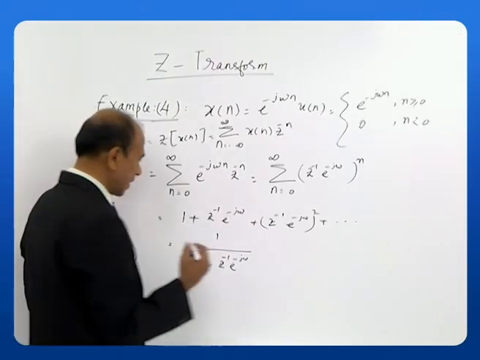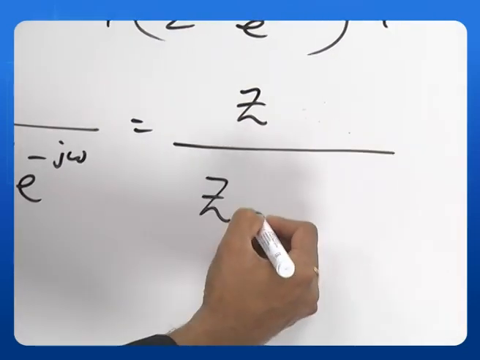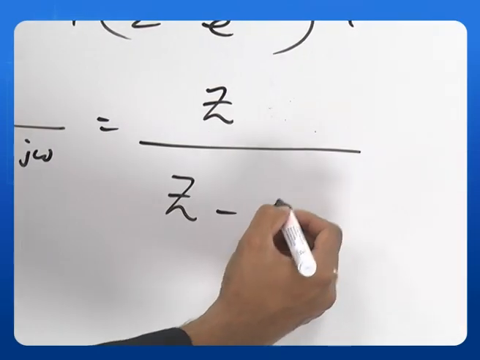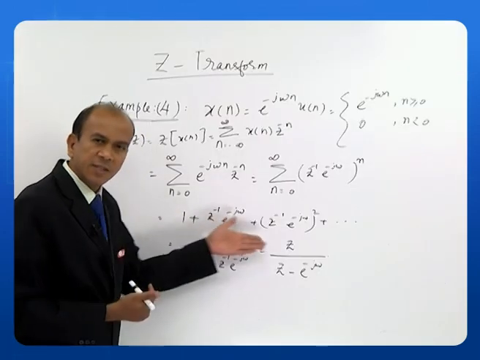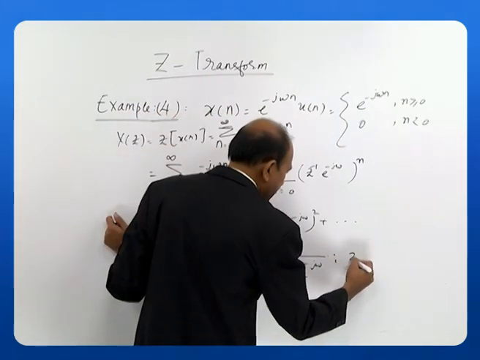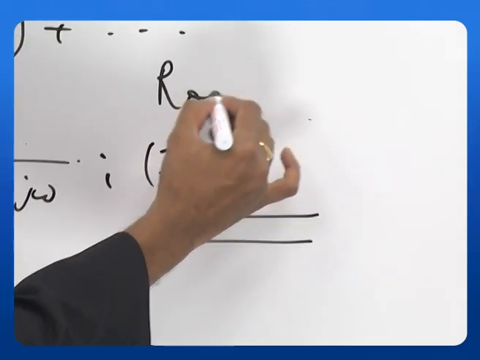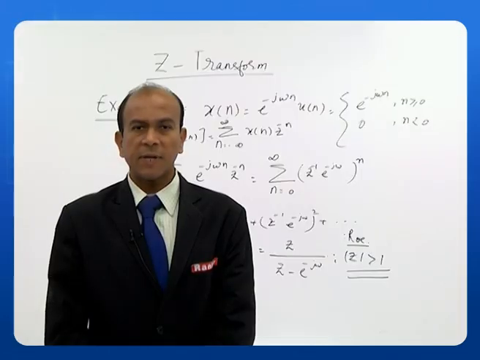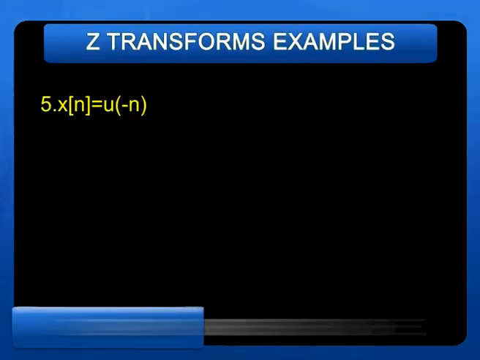or in other words I can write this as z by z minus e to the power of minus j omega. This is the z transform, and what is the ROC for this? The ROC for this must be mod z greater than or equal to 1. This is my ROC. Now, let us start looking at the fifth example, that is calculate x of n of minus n.